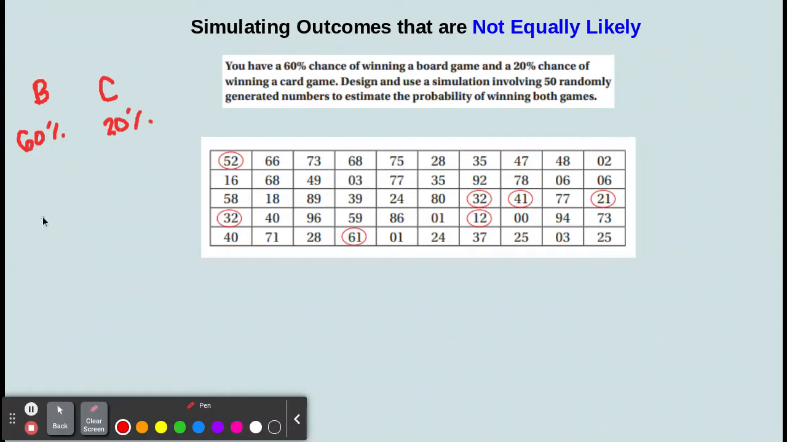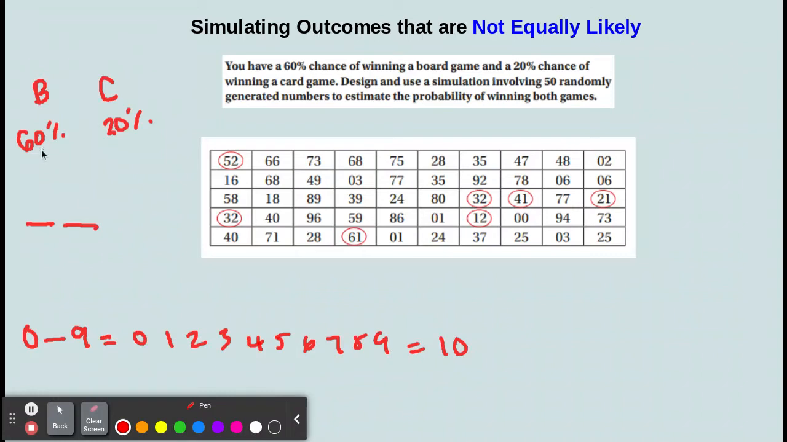So we're going to use a 2-digit number to help us create some outcomes. Okay? So when we have a 2-digit number, a number can range from 0 to 9. And how many numbers is that? That's 0, 1, 2, 3, 4, 5, 6, 7, 8, 9. So there are 10 of those total, right? 10 digits total, right?